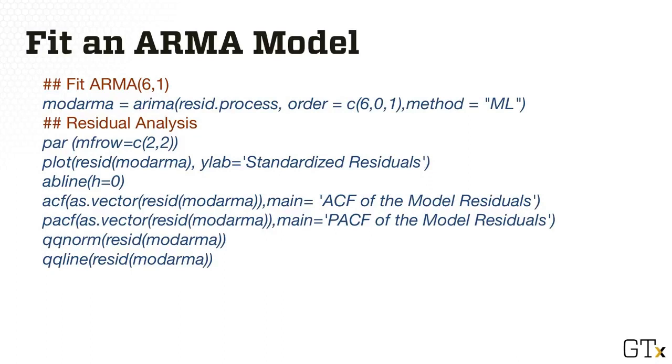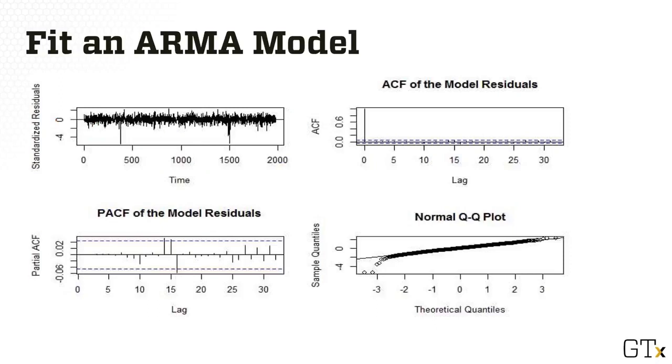Last, we can specify the estimation method. If we specify ML, this means that we fit using maximum likelihood assuming normality. Last, let's look at the residual plots for this fitted model. Here are the plots. The residual plot does not show a pattern. The variance of the residuals is also constant.